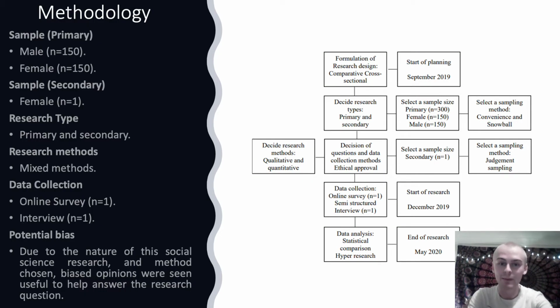On the right is the timeline of how my research was executed. You can look at this whilst I discuss my methodology. So my sample, which was my primary group, was 150 men and 150 female, making 300 for my primary sample. And for my secondary sample, I used one female. My research types were primary and secondary research. My research methods were mixed methods, so a mix of qualitative and quantitative methods. My data collection for my primary sample was one online survey, and for the one female was an interview.